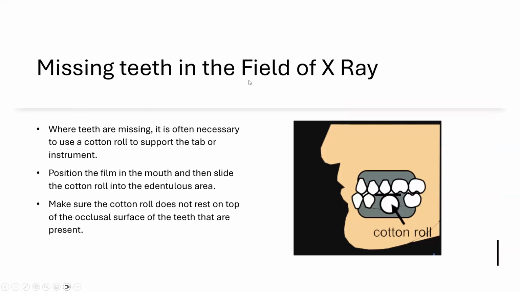Missing teeth in the field of X-ray, like say for instance, few teeth or at least one molar tooth is missing. So what should we do? Where teeth are missing, it is often necessary to use a cotton roll to support the tab or instrument. Position the film in the mouth and then slide the cotton roll into the edentulous area like this. Make sure the cotton roll does not rest on top of the occlusal surface of the teeth which are present. Otherwise, there will be a gap between these.